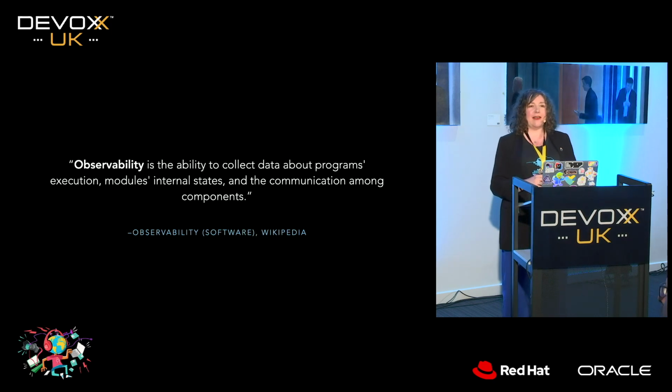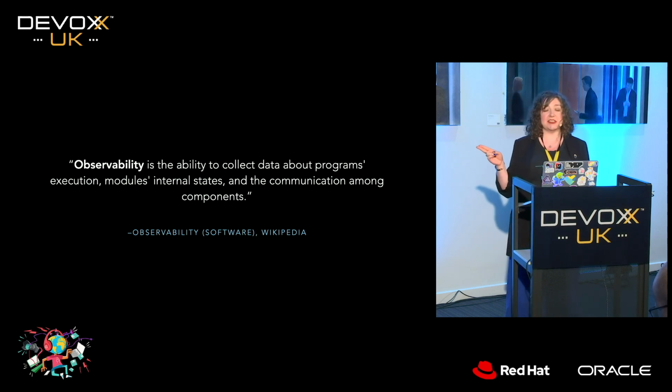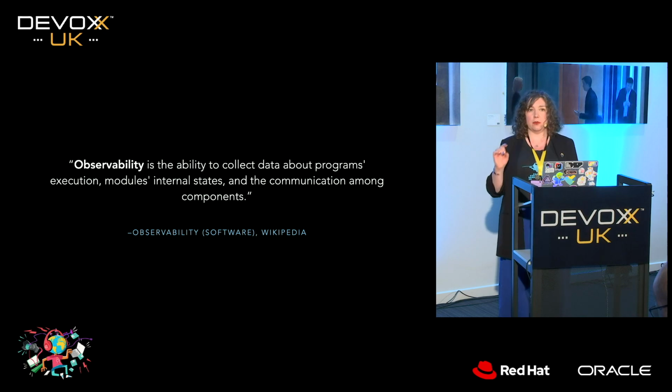So every single vendor has some definition on their website somewhere of what observability is. So I went with good old Wikipedia for this one. And what we're going to do with each of these tools is trace it back to this definition, to show what actual state we're going to get hold of and why this is important when we're diagnosing issues. So observability, by definition, according to Wikipedia, is the ability to collect data about programs' execution, modules' internal state, and the communication among components.